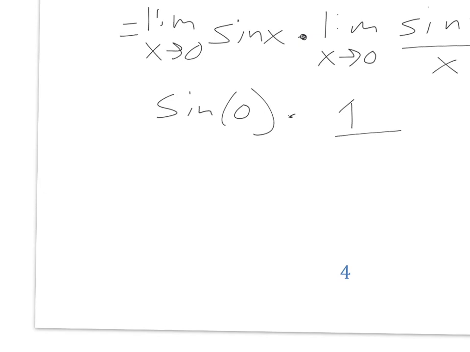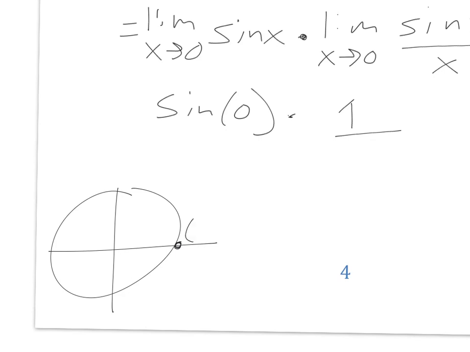Let's take a look. Unit circle. The sine is the y-coordinate. Here's 0. This coordinate again is 1, 0. This is the cosine. This is the sine. So the sine of 0 is 0. So this is just like saying 0 times 1. Well, 0 times 1 is 0.